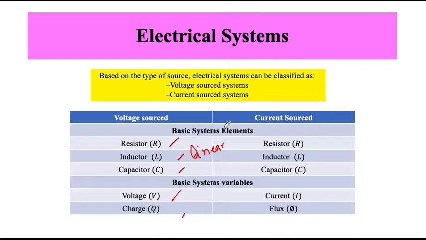Similarly, for a current source circuit or system, my basic system variables are the system current and the corresponding flux. I will also show you why this is true. Of course the basic elements then remain the same: resistance, inductor, and capacitor.